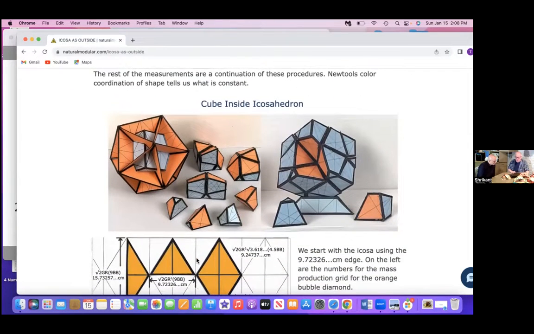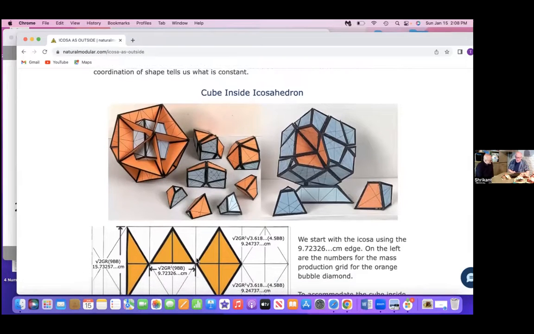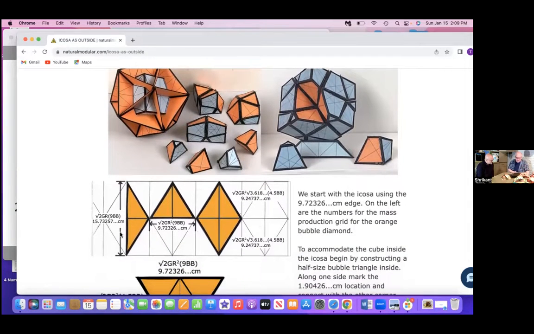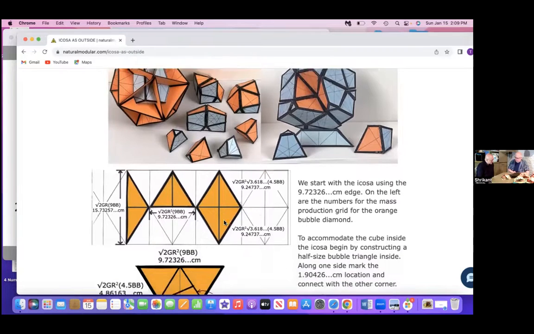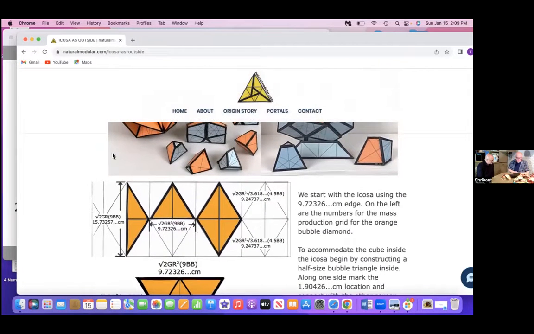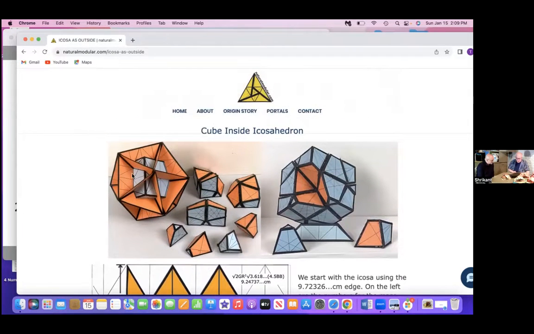So the cube, I was so thrilled with this one. So here is the bubble diamond again. And then what you do is you do the half, I call it the bubble triangle, and then you put a half triangle inside of it. And then you just measure this distance up there, and that gives you that little jag there. Nice.